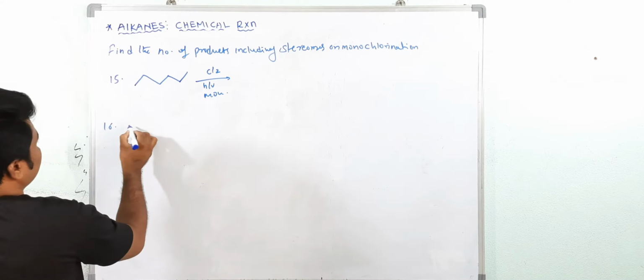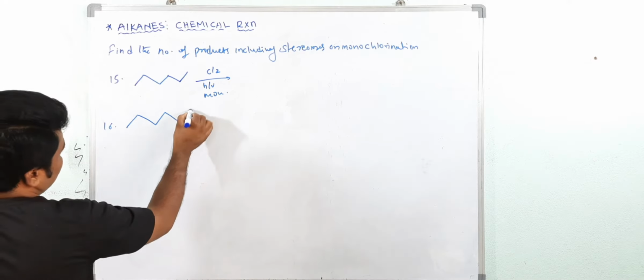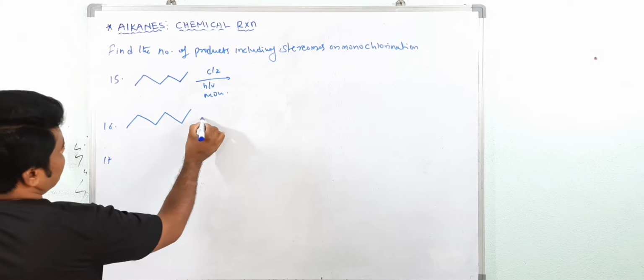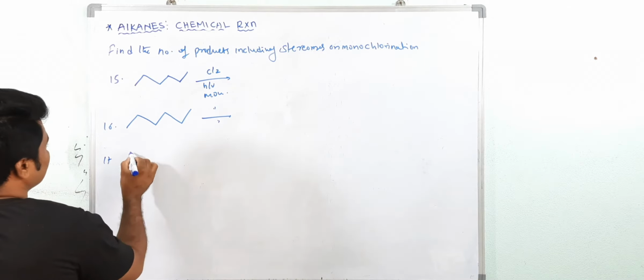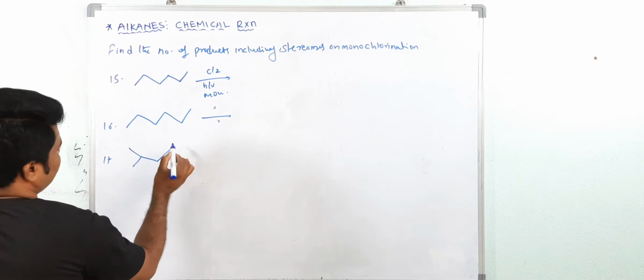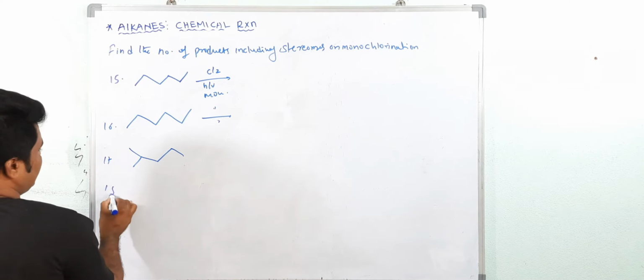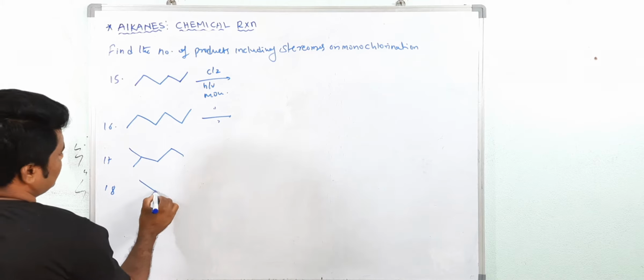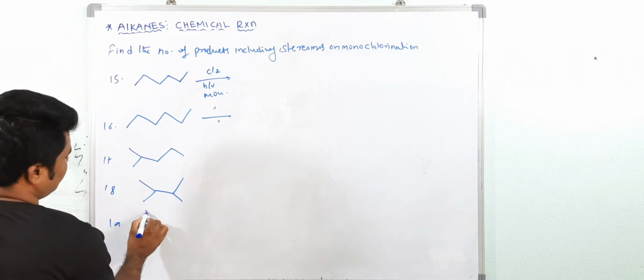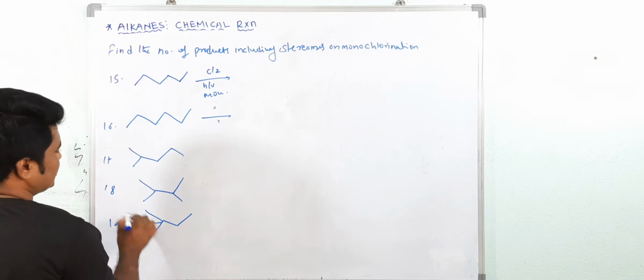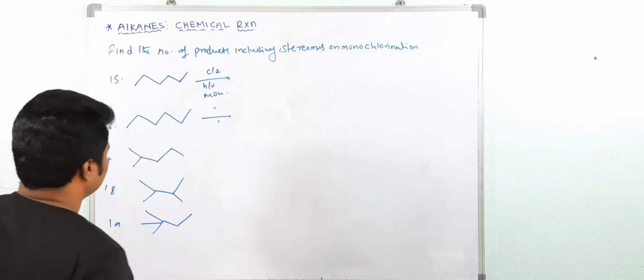Then 16. Take n-hexane. 1, 2, 3, 4, 5, 6. Same. Then isohexane. 1, 2, 3, 4, 5, 6. 18. See here. Bring this one. Then 19. 1, 2, 3, 4, 5, 6. These are the isomers of alkene.